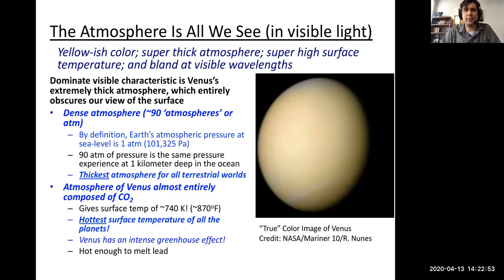Now, in a unit you might be more familiar with, that's 870 degrees Fahrenheit, which is hot enough to melt lead. So you could put a block of lead on the surface of Venus and you'll end up with a puddle of lead instead. You can put a block of glass on the surface of Venus and you'll end up with molten glass. It is the hottest surface temperature of all of the planets. So another "-est," a hottest. And it's because it has such an intense greenhouse effect.